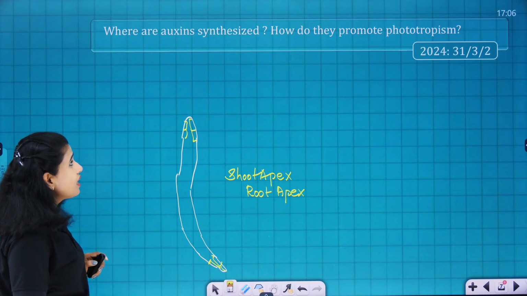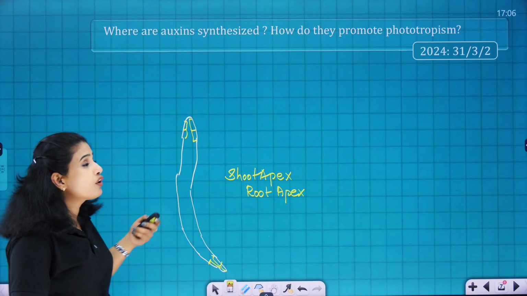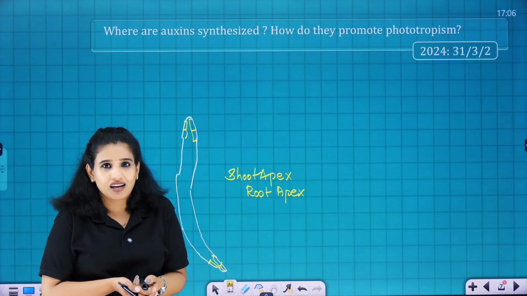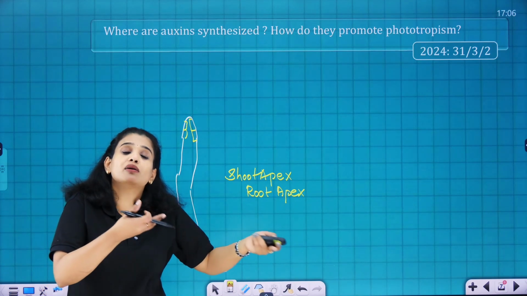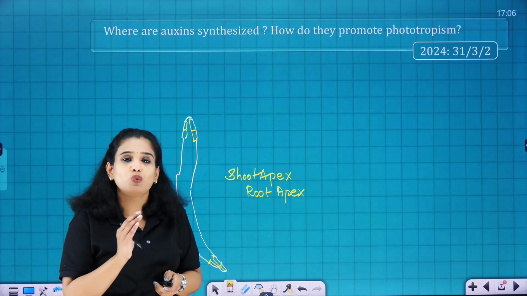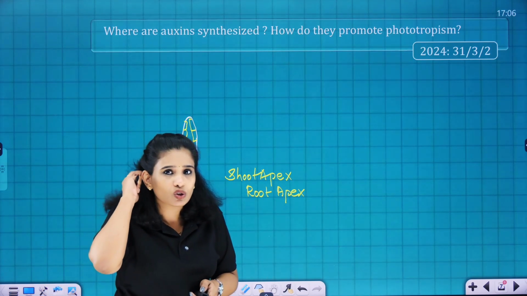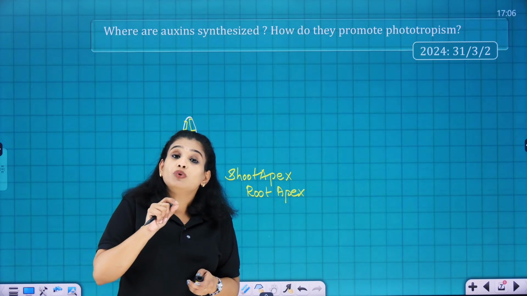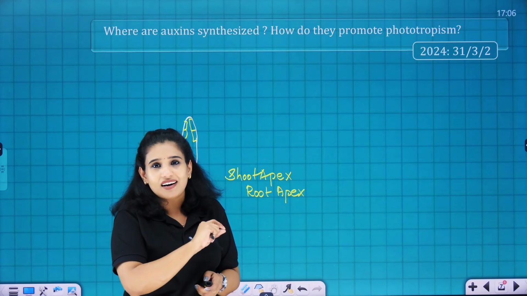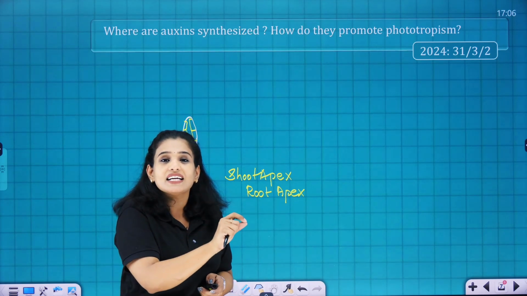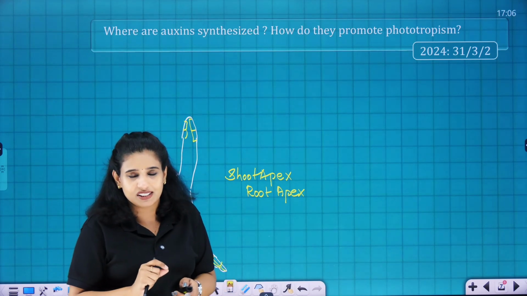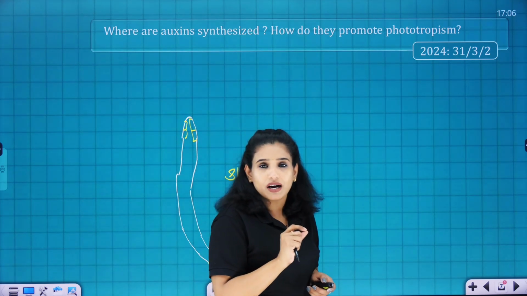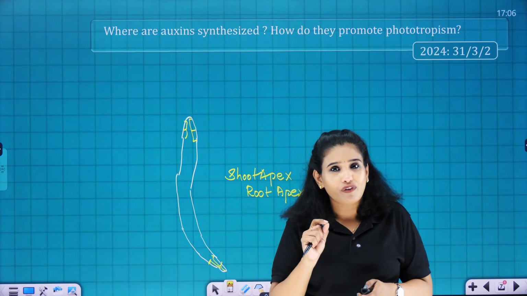Now, what is the question? How do they promote phototropism? Before that, we should know what phototropism is, right? What is phototropism? The movement of plant parts towards light is called phototropism.